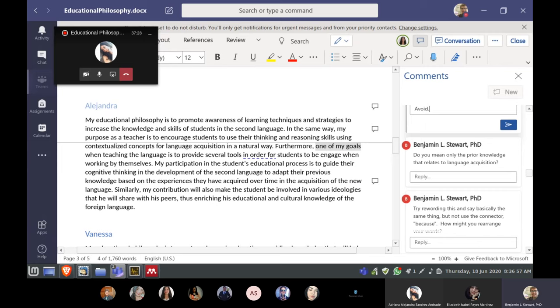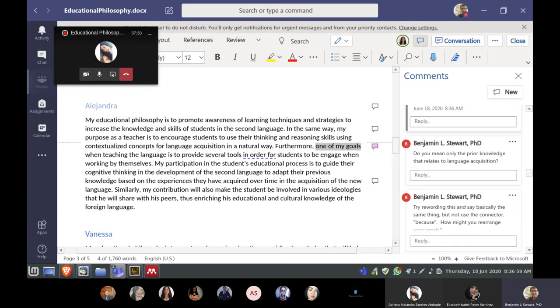Here, I think I would avoid saying one of my goals. Just think of your goals and express and show your goals. So you could say, furthermore, when teaching the language, yeah, you would have to change the grammar slightly here, but you could say, when teaching the language, or teaching the language is to provide several tools.